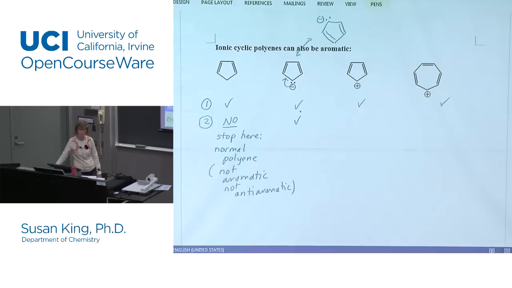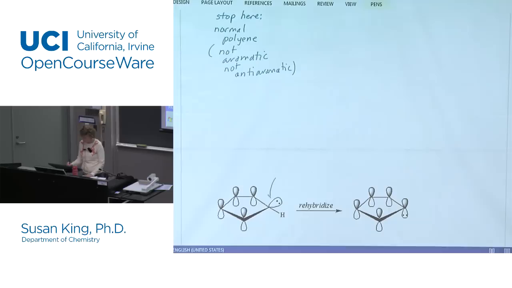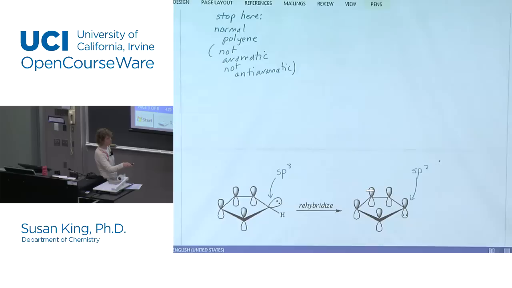So what that really means, and I'll scroll down and then we'll scroll back up again, is this is what it looks like right here. If it wasn't resonance stabilized, this would be sp3. So in order to become resonance stabilized, there's a rehybridization that has to take place here, where that carbon starts off as sp3 but ends up as sp2. And when it goes from sp3 to sp2, it takes that lone pair and puts it in a p orbital. That p orbital, notice, is parallel to all of these, so we can get overlap all the way around.